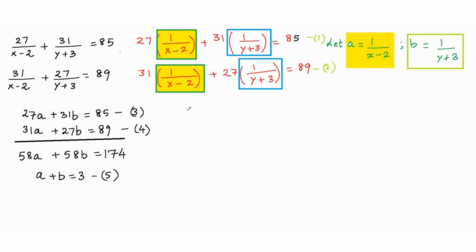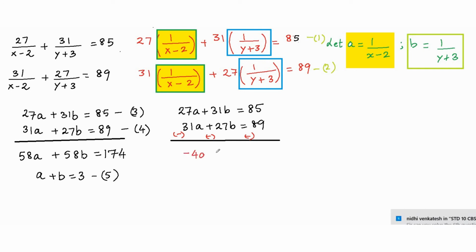Let us now subtract these two equations. So 27a plus 31b is equal to 85, and 31a plus 27b is equal to 89. When I subtract these two equations, let us see what we get. 27a minus 31a is minus 4a, and 31b minus 27b is 4b, and 85 minus 89 is minus 4. So dividing everything by 4, I get minus a plus b is equal to minus 1.